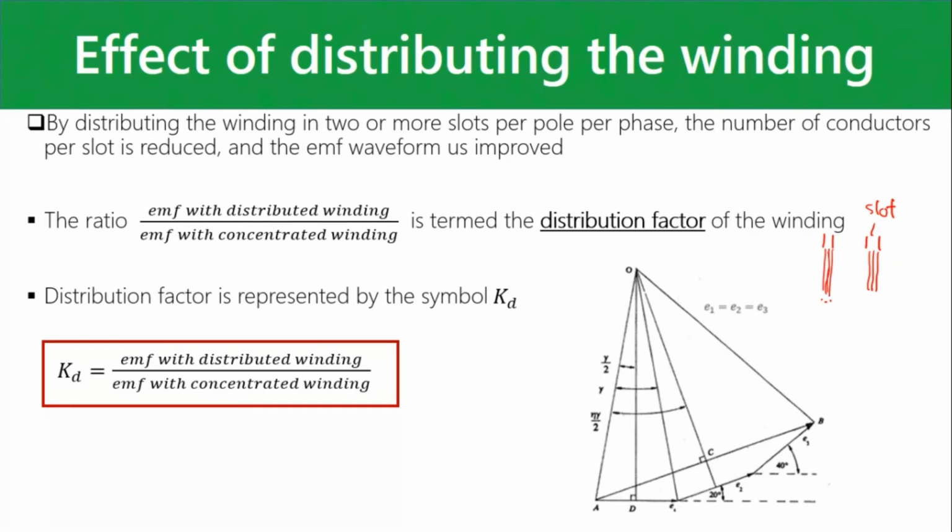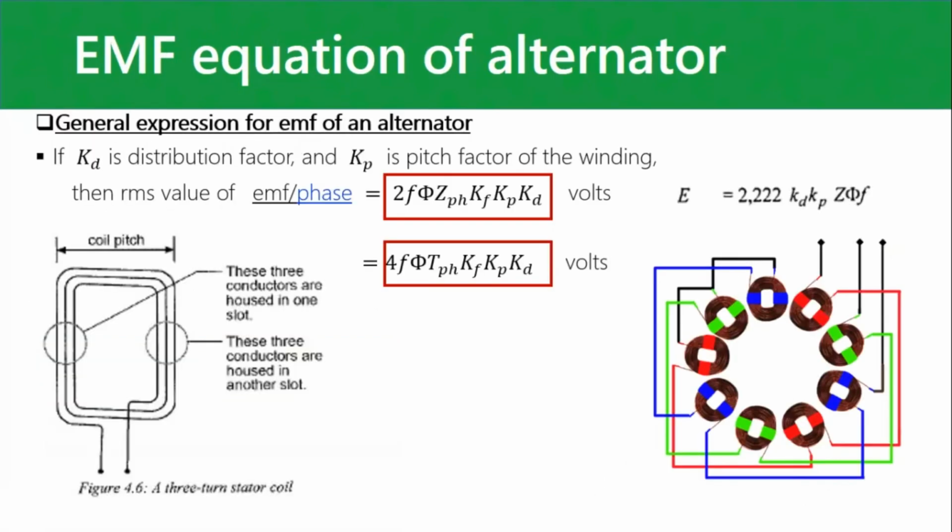But by distributing it, we lose a little bit of EMF again. So Kd is the EMF with the distributed winding over the EMF with the concentrated winding. So it gives us a multiplying factor that we can multiply the EMF equation by to cater for the loss of EMF. So we can write this expression for the EMF of the alternator in two ways.